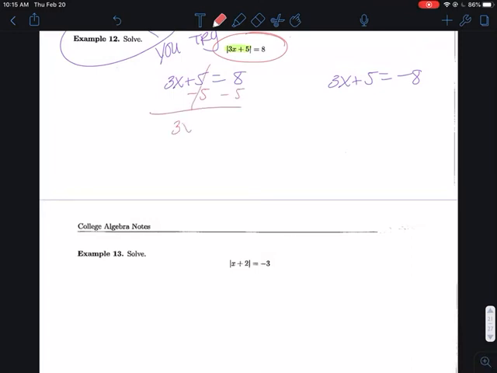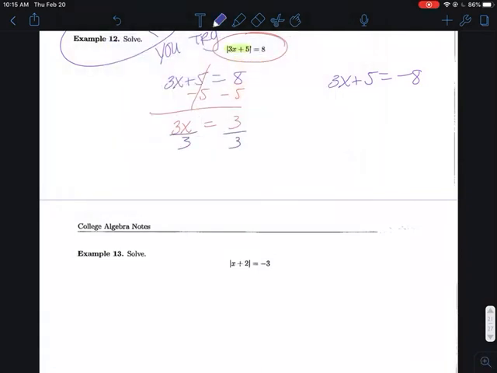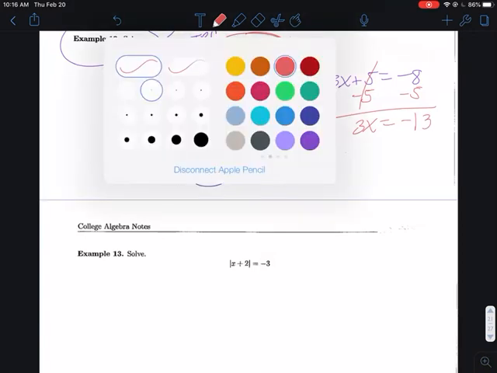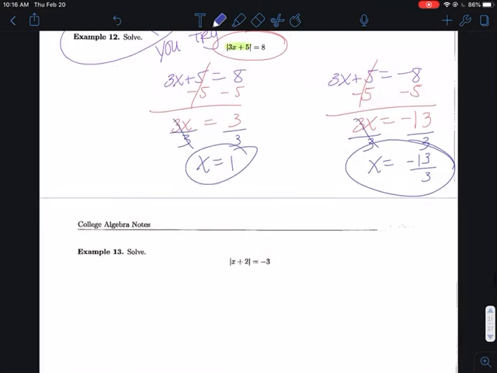Subtract 5 from both sides. I get 3x equals 3. Divide both sides by 3. You get x equals 1. Over here, I'm going to subtract 5 from both sides. So I get 3x equals negative 13. And then you divide both sides by 3. So x equals negative 13 over 3. All right, you can't freak out when you see a fraction. It's okay. Fractions are acceptable answers.